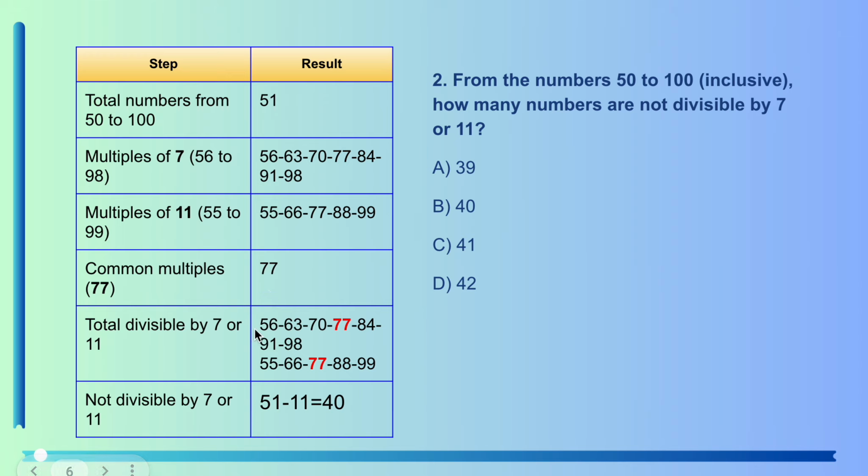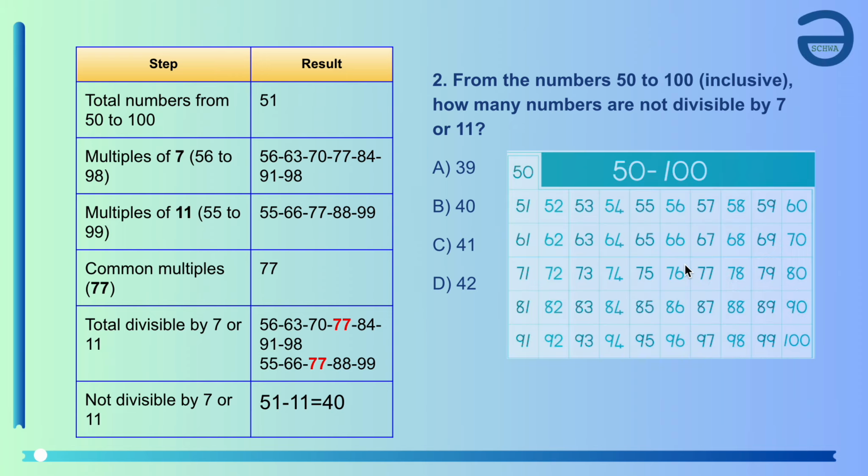So I've made a list of these here, a list of these here. Let's count them. 1, 2, 3, 4, 5, 6, 7, 8, 9, not counting this, 10, 11. So there's 11 numbers and the total was 51. So we subtract 11 from 51. We get a total of 40. That's our answer. So the answer is 40.